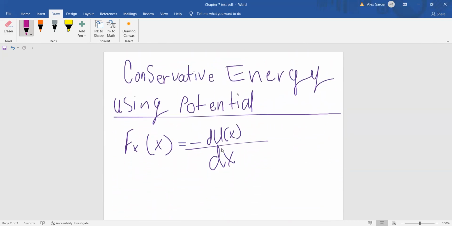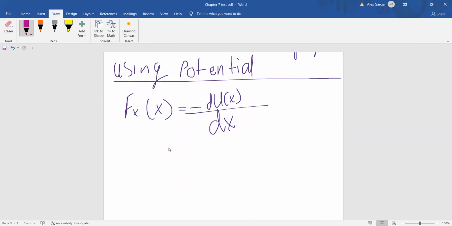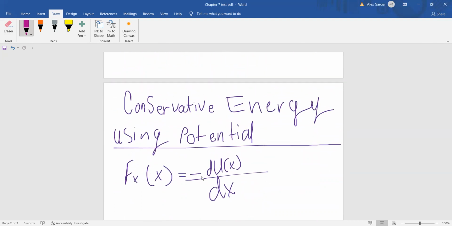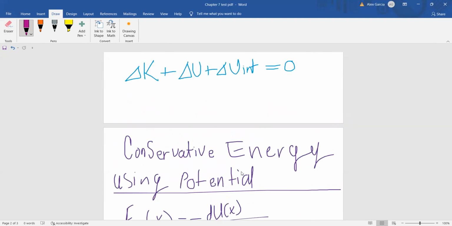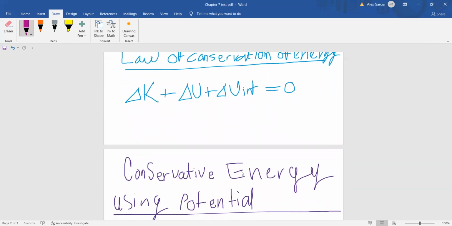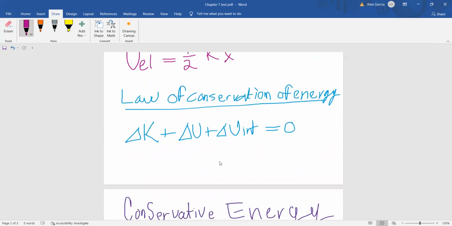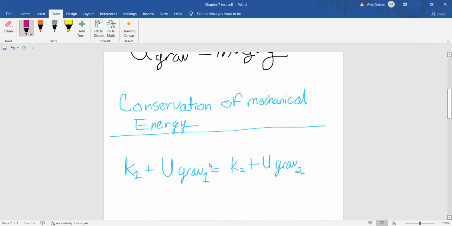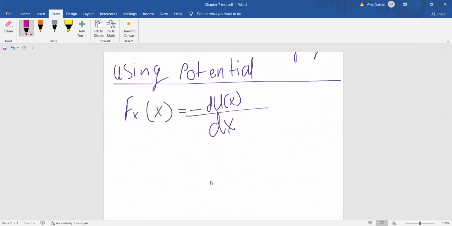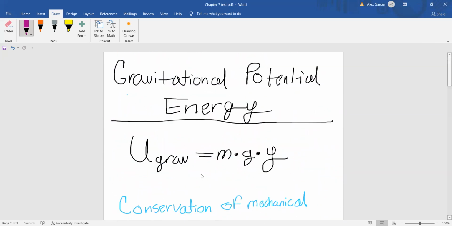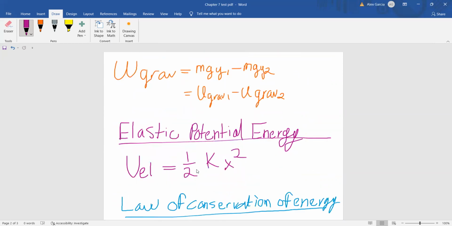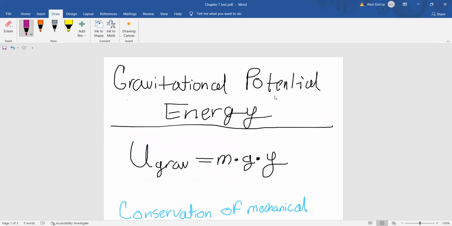Now, conservative forces using potential energy. This formula is essentially saying that the force F of x is equal to the negative dU of x over dx. This is a derivative, and it's something we kind of understand from the law of conservation of energy. The only difference is it's using the derivative of potential energy to find the force created by the conservative force. That's essentially the brunt of chapter 7. It's a bit smaller than chapter 6. There was more to discuss in the last chapter, but that does not mean that what we learn here is not complex.